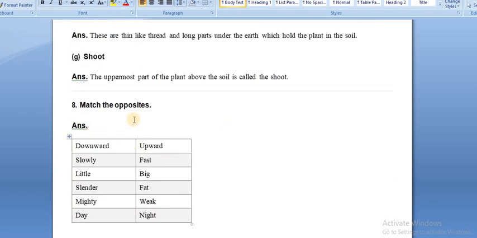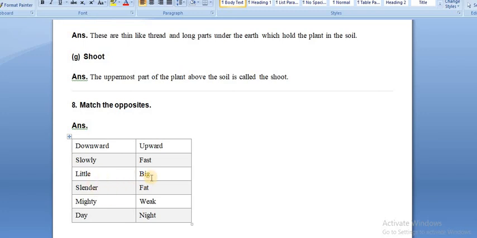Now match the opposite words. Downward, upward. Downward means नीचे की तरफ. Upward means ऊपर की तरफ. Slowly, fast, little, big, slender, fat, mighty, weak, day, night. Again I will repeat. Downward, upward, slowly, fast, little. Little means tiny, छोटा सा. Big.